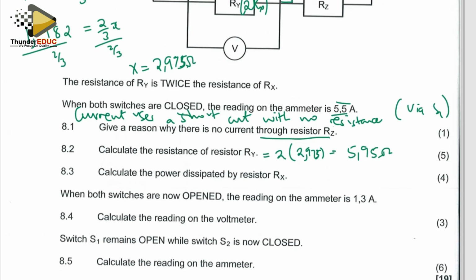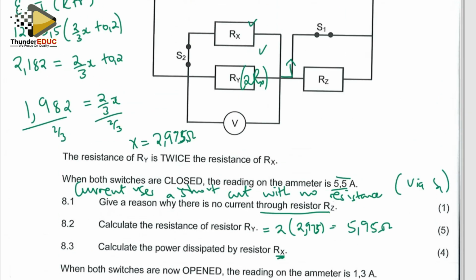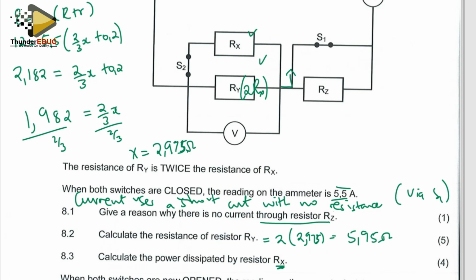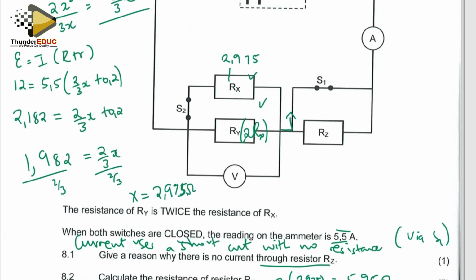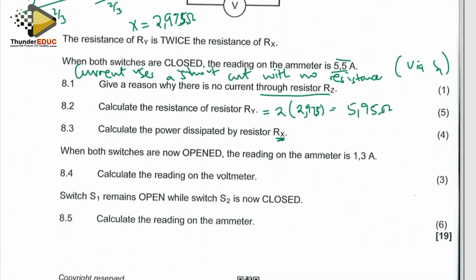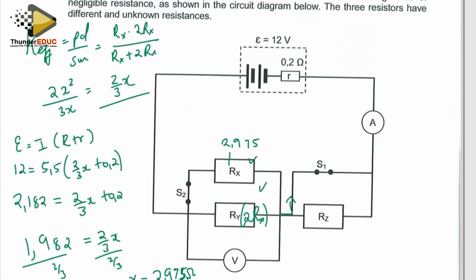Then 8.3, calculate the power dissipated by Rx, still under the same scenario. When we look at Rx, we said it is 2,975, approximately 2,98, around about 3 ohms. They want us to get the power there. I know nothing about the current here, so all I need to get is the external PD or the voltage. That is what's going to help me here.